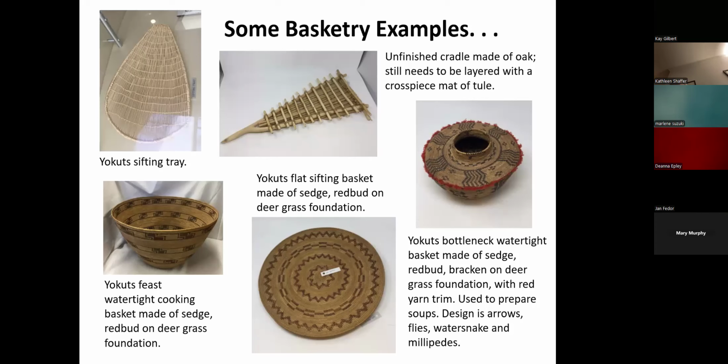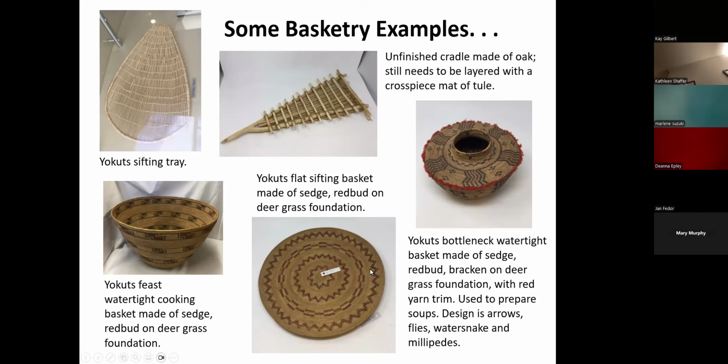Again, here's a sifting tray. This is an unfinished cradle for carrying a baby around. Eventually you would have a kind of rounded top over it, and some ties here to tie the baby in. This is a watertight, what we call bottleneck basket. And this is post contact. You've got some yarn around it, but otherwise, my understanding is it's pretty authentic.